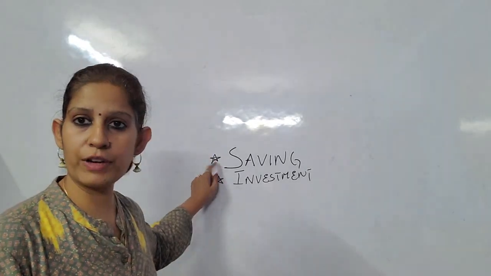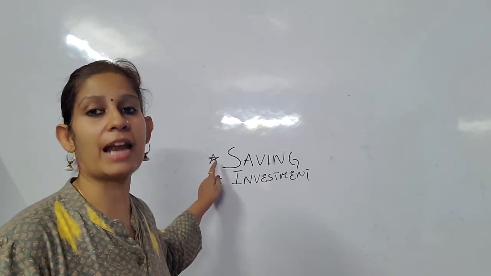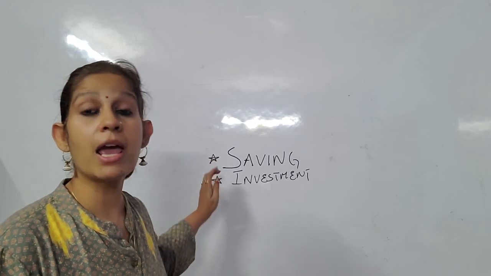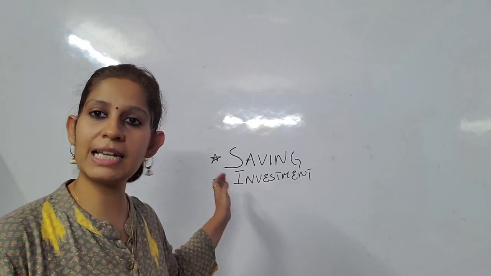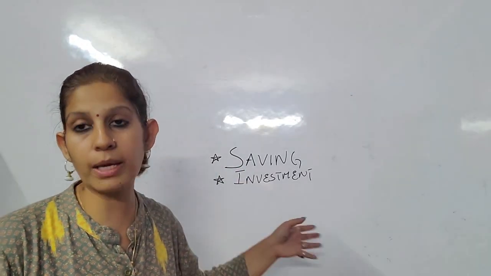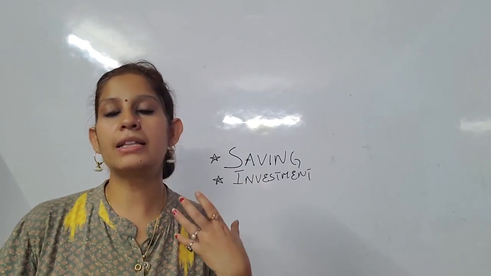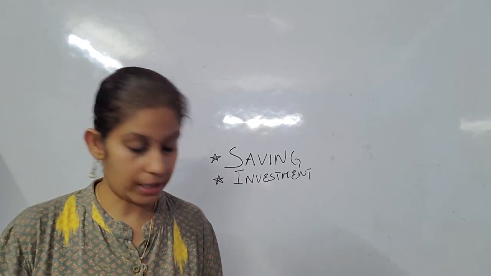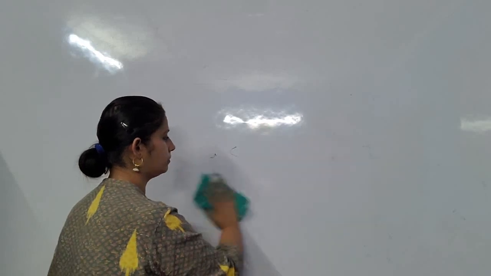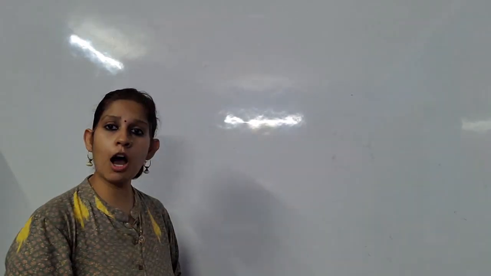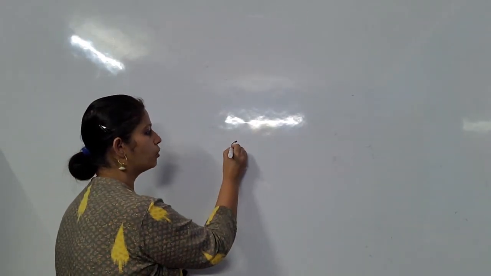Saving is that part of income which is not consumed, or it is an act of abstinence from consumption. Investment is that expenditure which leads to increase in capital stock of an economy, or which helps in the generation of income, right? So the next term which we will be discussing today is economic activity.